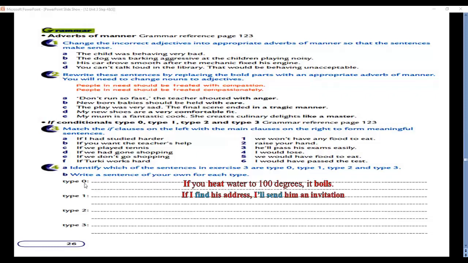This one, type 0: if you heat water, it boils. What about type 1? If I find, I will send. What about type 2 here? If I were, I would do. What about type number 3? Have a look at it. If I had passed, I would have bought. Take care because it's very, very important.